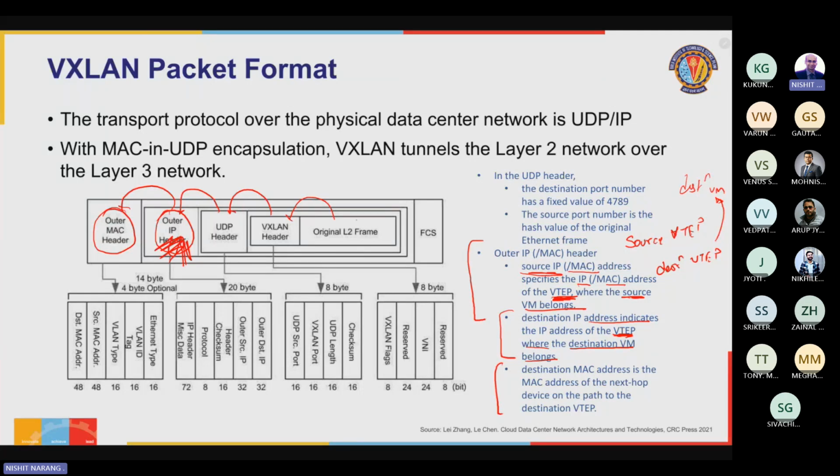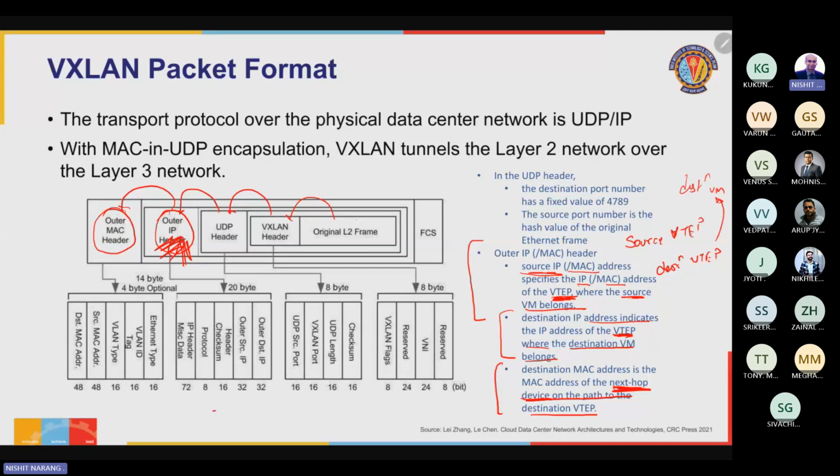If you remember your networking fundamentals that we learned in the initial part of the course, what is the destination MAC address? The destination MAC address is never the MAC address of the destination VTEP. It will be the MAC address of the next hop device on the path to the destination VTEP. So this IP packet will get routed through the data center network so that it can reach the destination VTEP IP address. But in between, it will pass through multiple routers. What did we talk about routing? Routing is a hop by hop approach.